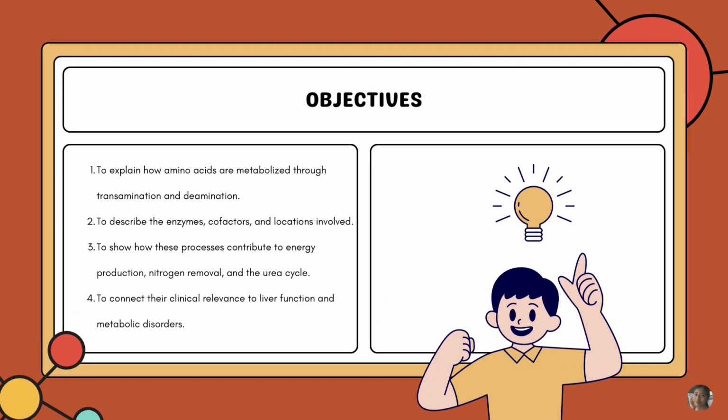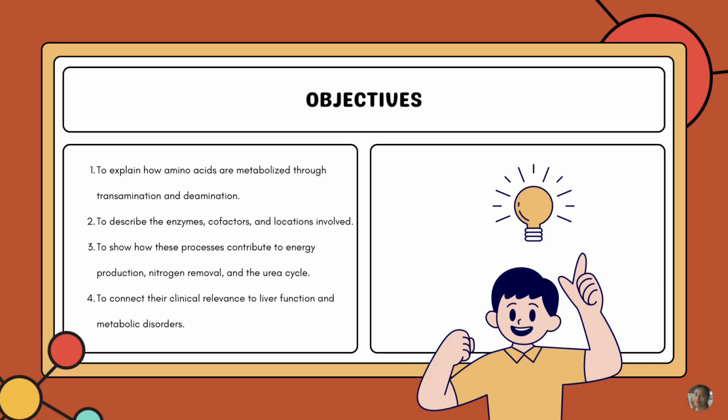So, as mentioned, we will be diving into the essential biochemical process that allows us to recycle the building blocks of life, which is amino acid metabolism. And this specifically focuses on two reactions, transamination and deamination. By the end of this session, you will be able to explain how amino acids are initially processed through transamination and subsequently prepared for excretion via deamination.